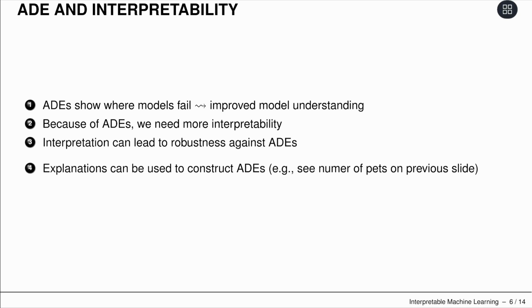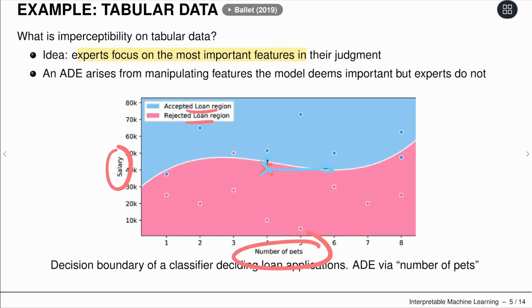Even explanations can be used to construct ADEs, right? So if you know from the previous slide that that's going to happen over here with the number of pets, then you can start to rebuild your model, saying that, okay, it should not follow that kind of trend, but maybe a different kind of trend. Say that maybe it should be more like a very linear model over here, right?